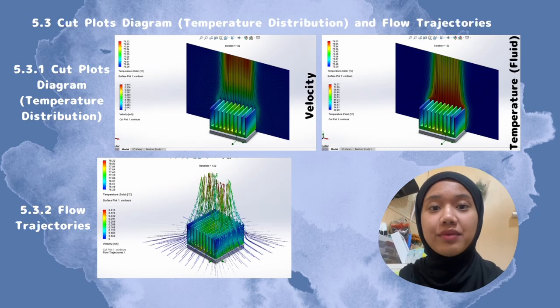The plots illustrate air movement around a heatsink due to natural convection. The velocity cut plot shows how heated air rises vertically between the fins while cooler air replaces it from the surroundings, confirming natural convection as the main cooling mechanism.